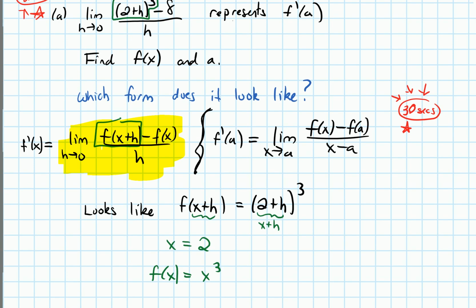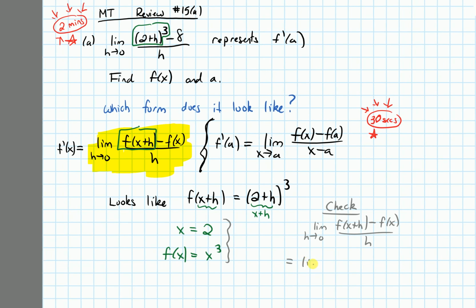Just as a check, if I write out the whole thing, it should give me my problem. If I write out the limit as h approaches 0 of f of x plus h minus f of x all over h, using this function, I should get our original problem. So if f of x plus h is f of 2 plus h, then f of x is f of 2, because our x value is 2, all over h.